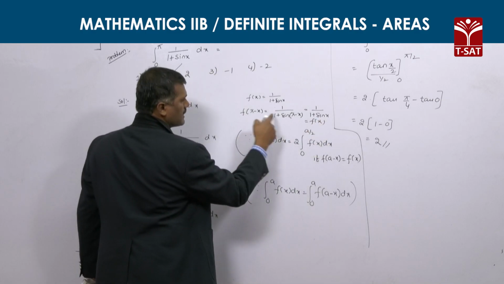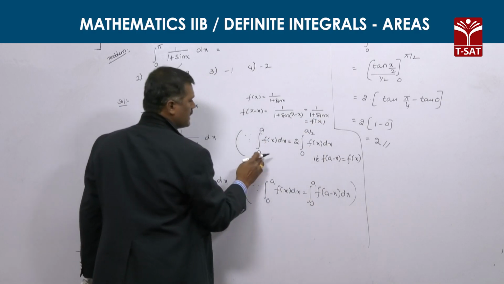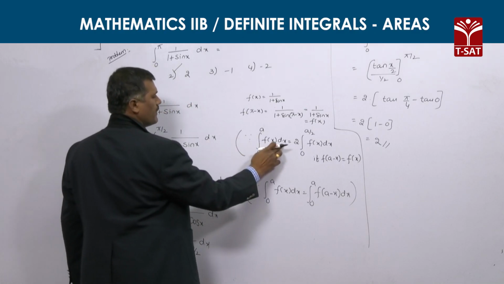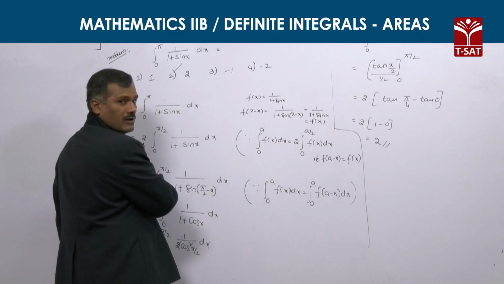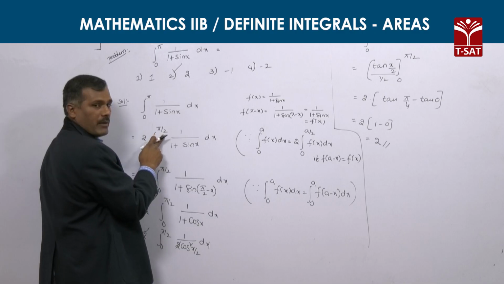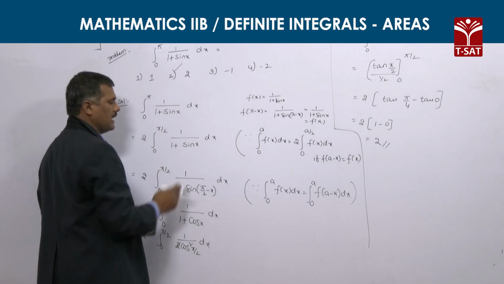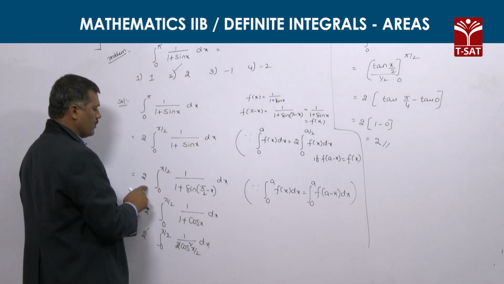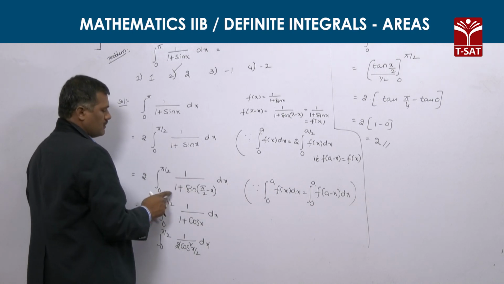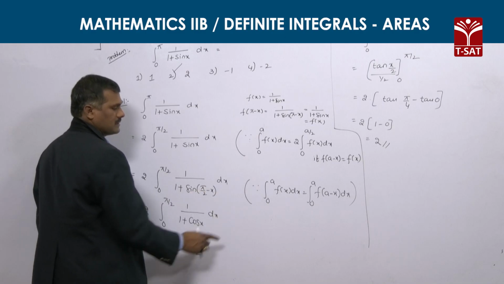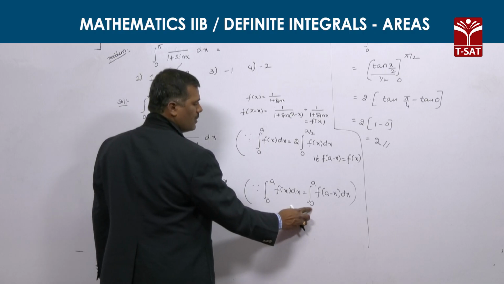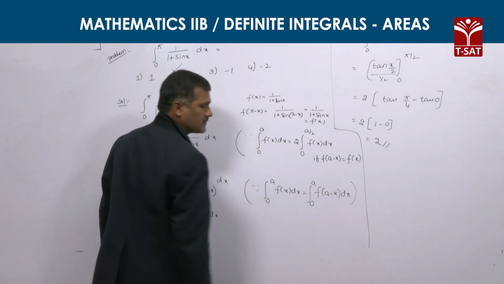f of a minus x is equal to f of x, then the integral 0 to pi f of x dx is equal to 2 times integral 0 to a by 2, here a is pi, a by 2 is pi by 2, 1 by 1 plus sin x dx. Now that is equal to 2 into integral of 0 to pi by 2 1 by 1 plus sin of pi by 2 minus x dx. Again one more formula, integral 0 to a f of x dx is equal to integral 0 to a f of a minus x dx.